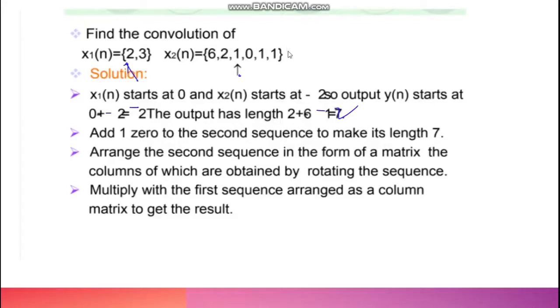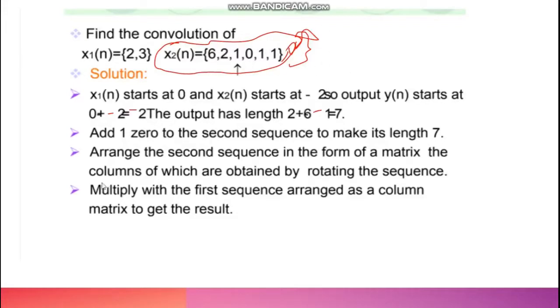Now the next step is to make x2 of n the same size as our output length. What is our output length? Our output length is 7, right? So we have to make the length of x2 of n 7. So we have to add a 0 right here. That is said here: add one 0 to the second sequence to make it length 7. Because the size is 6, in order to make it 7, we have to add one 0.